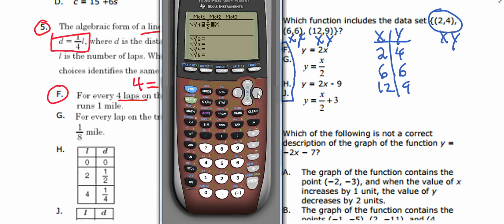Just putting it exactly like I see it, like it was given to me in the problem. And let's go to our table. And at 2 it's equal to 1, not 4, so we can eliminate that one.